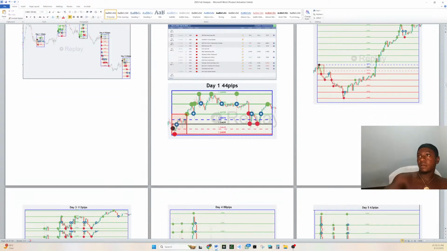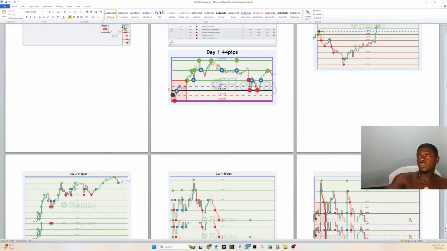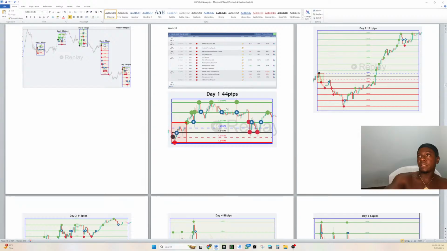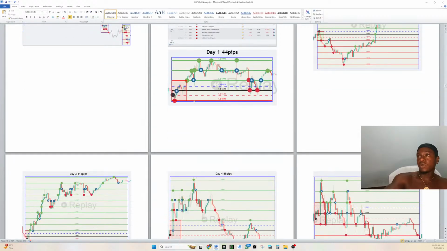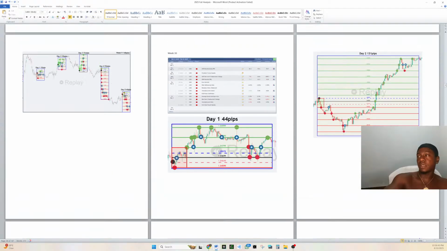Week 10, day 1, no bank holidays, just a lot of news. Day 1 was only 44 pips, hit a sell stop, 5 pip profit, then we lost, continuation to the upside. Day 2, we hit a buy stop, went straight to a loss, continuation to the downside.